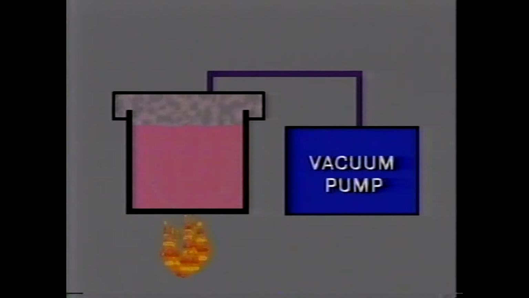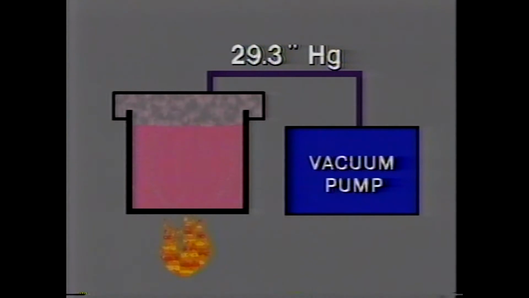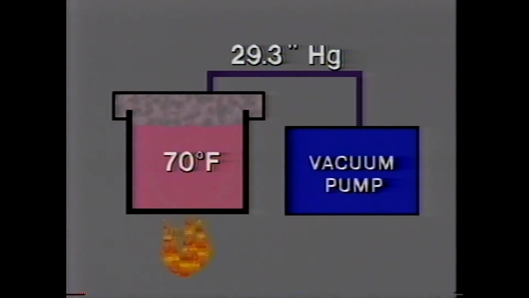Here you can see how reducing the pressure lowers water's boiling point far below normal. At a vacuum of 29.3 inches of mercury, water boils at 70 degrees Fahrenheit. So ambient air temperature can boil the water, and the vacuum pump draws the vapor out.